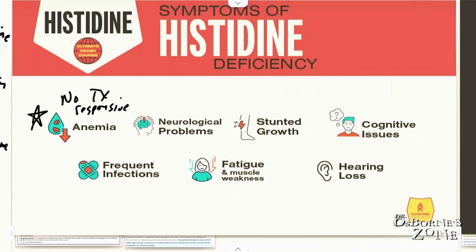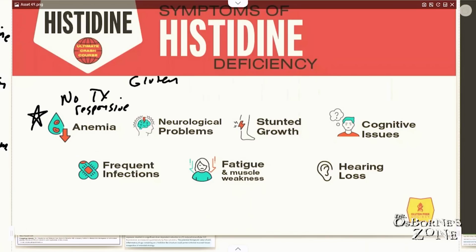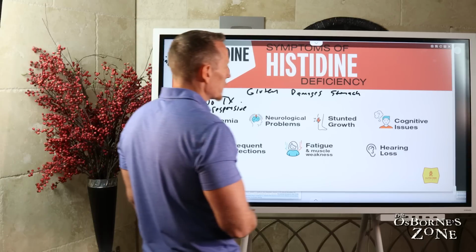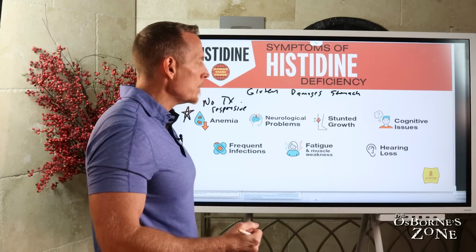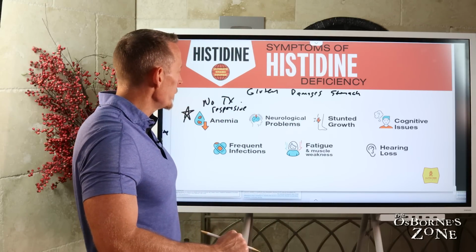histidine levels. Now, one of the other non-responsive anemia issues happens with gluten, just as a side note. Gluten damages the stomach lining, leading to iron malabsorption. So even though you may be being treated with iron, you're not absorbing it properly. That's just another type of iron anemia that's resisting treatment.